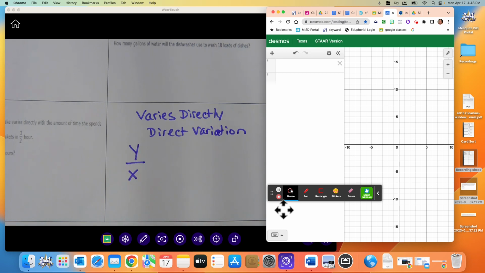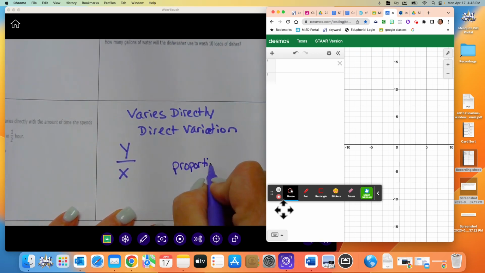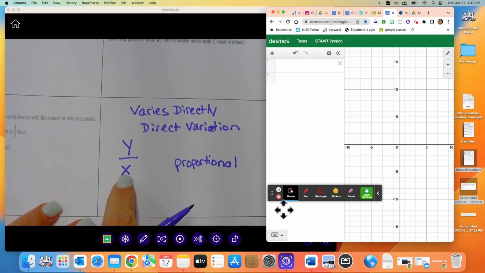When it says varies directly or direct variation, this is proportional. And we talked about being proportional the other day. Proportional means that it does not have a starting value. It doesn't have a one-time fee. The y-intercept is 0. That's what that means. There's two ways that we can do this. One way is doing y over x and simplifying, and then you're going to multiply, or we are going to set it up as a proportion.